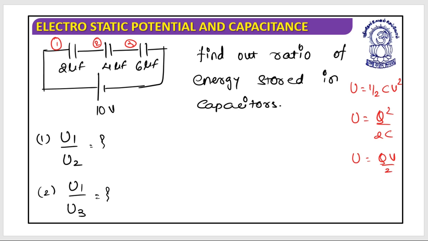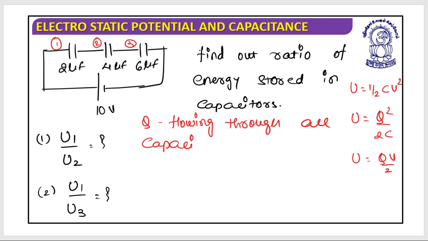Which one would be the most suitable according to this situation? If I observe this carefully, all of these are connected in series. These three capacitors are connected in series, and as they are connected in series, the charge flowing through all capacitors will be the same. So Q is the same.